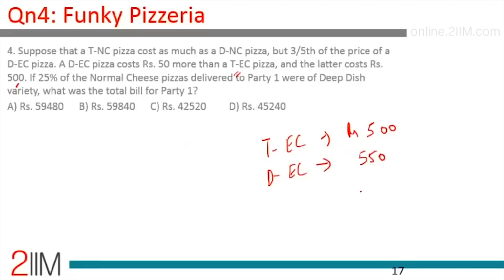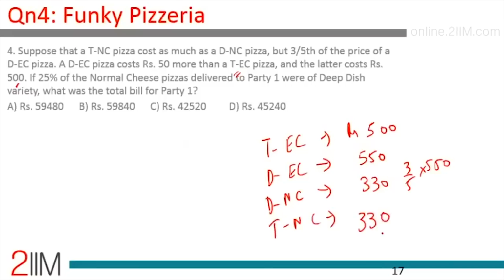$550, 50 rupees more than TEC. Now your DNC costs 3/5 of DEC, which will be 330. This is 3/5 into 550. And then TNC, this again is 330. That costs the same as DNC. So 500, 550, 330, 330. Those are the numbers that we're dealing with. And so we know the price of all 4 categories of pizzas.